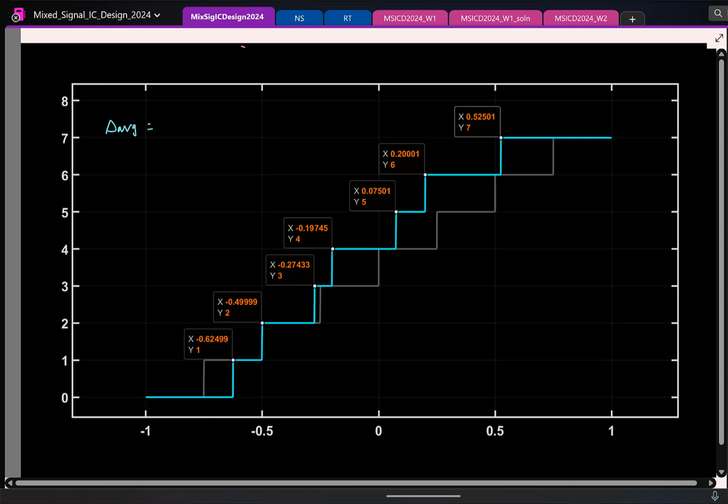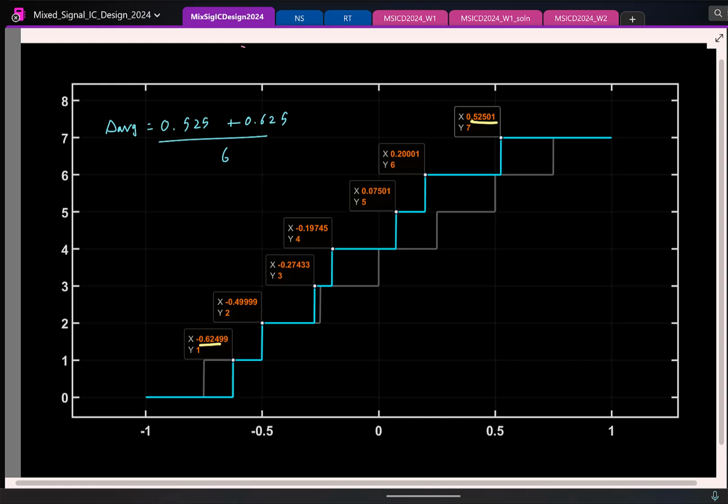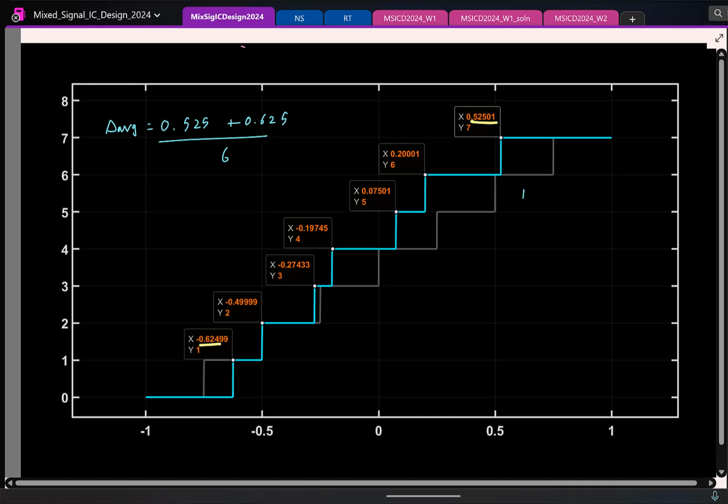So delta average, as we saw, we look at these two transitions for simplicity. I have already marked the numbers, so we can directly look at it. This is minus 0.625, 0.525. So just take the difference of these two, divided by the number of codes you have, which is basically 1, 2, 3, 4, 5, 6. You will get something as delta average, and use it for calculating DNL. So again, calculation is easy. You just do it for all the codes, right? So I'll just show one example and then we'll stop.